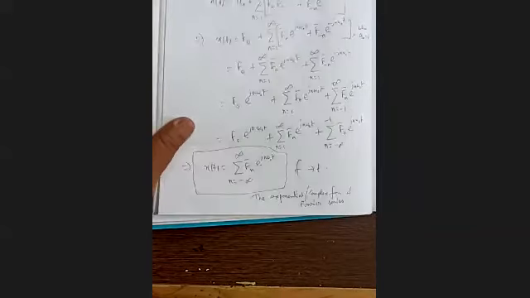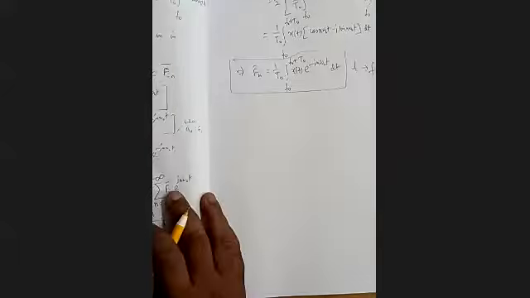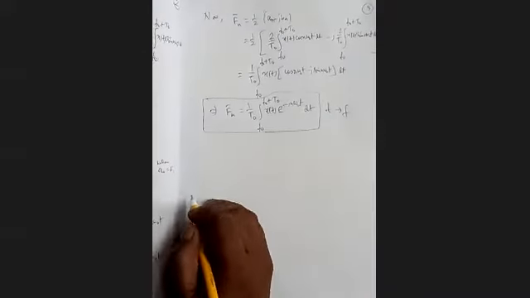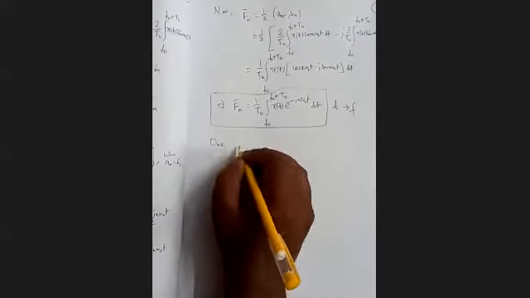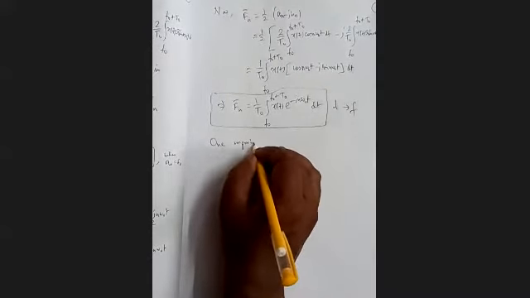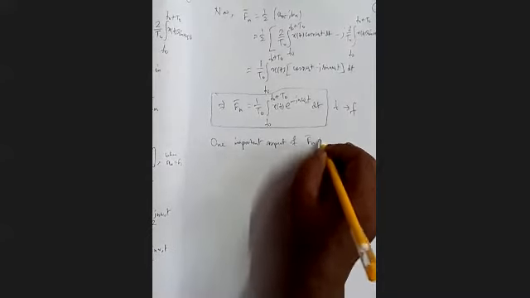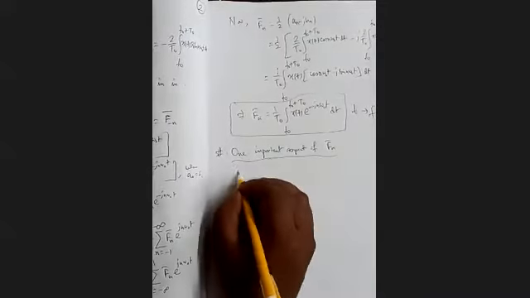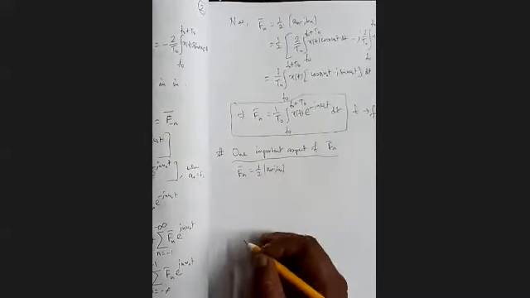Okay. Now, one more thing we'll see about our fn bar. One important aspect of fn bar. Let's see. Now fn bar is what? Half of an minus jbn.